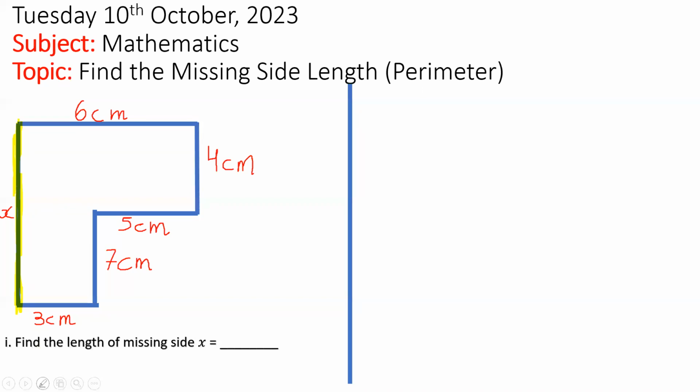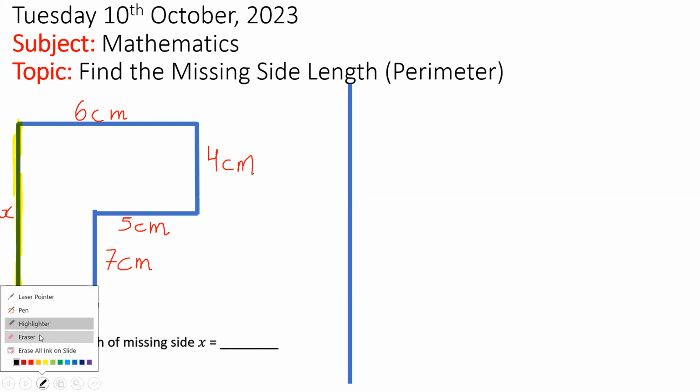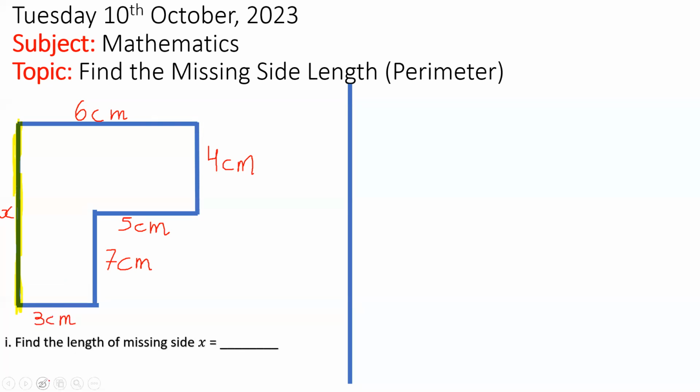Let me use a different color. Let's say black, and let me use a pen. So from this point all the way up to this point, how many centimeters is that?